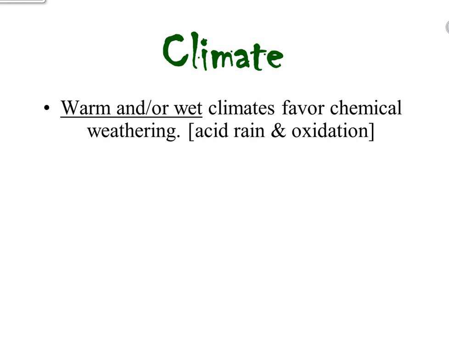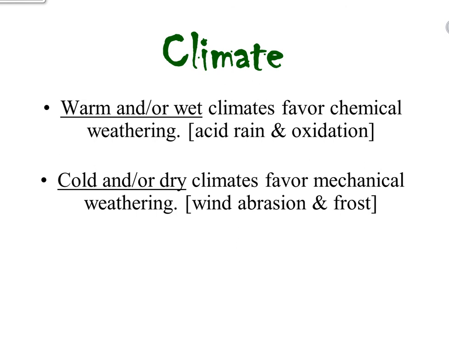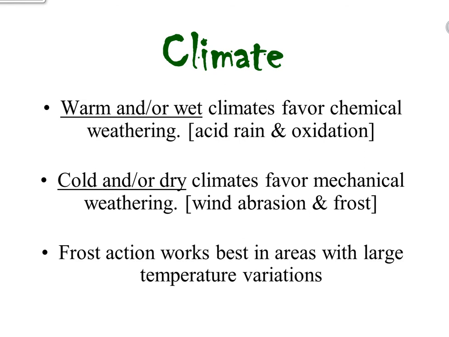So warm and wet climates favor chemical weathering, like acid rain and oxidation. Cold or dry climates favor mechanical weathering, like wind abrasion, frost. And frost action works best in areas with large temperature variations. You're going to want some moisture, but also you want the temperature to change a lot. Just like in spring, lots of rain, hot, cold, hot, cold, hot, cold.